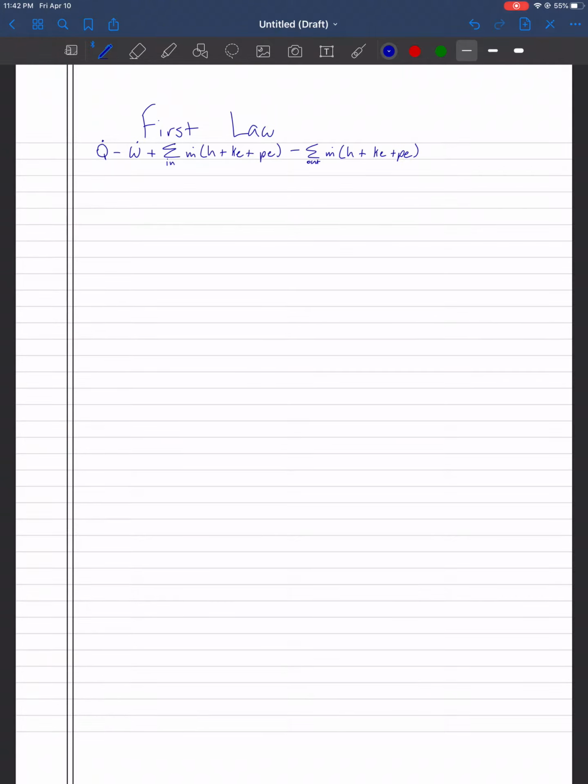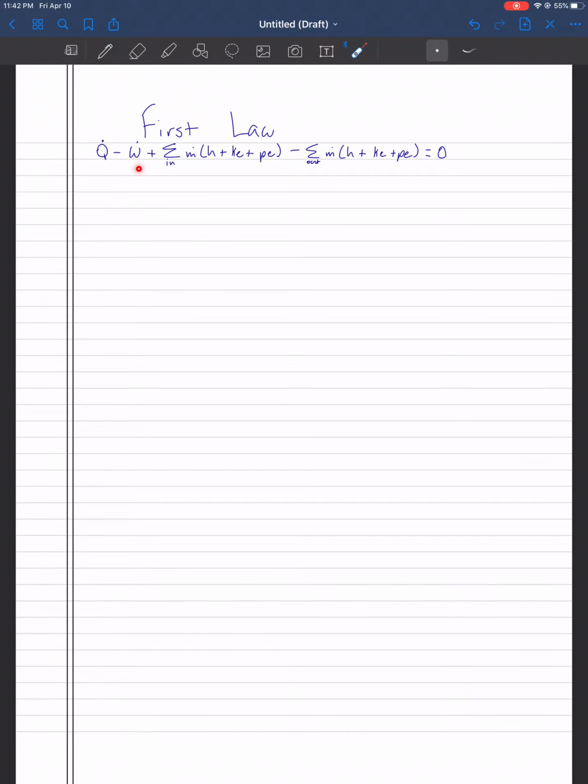And this is basically the first law, right? All of this equals 0. So this is saying that the Q net minus W net plus all of our mass flow rates multiplied by these things right here. Now, I want us to realize the similarities between the closed systems and the open systems.